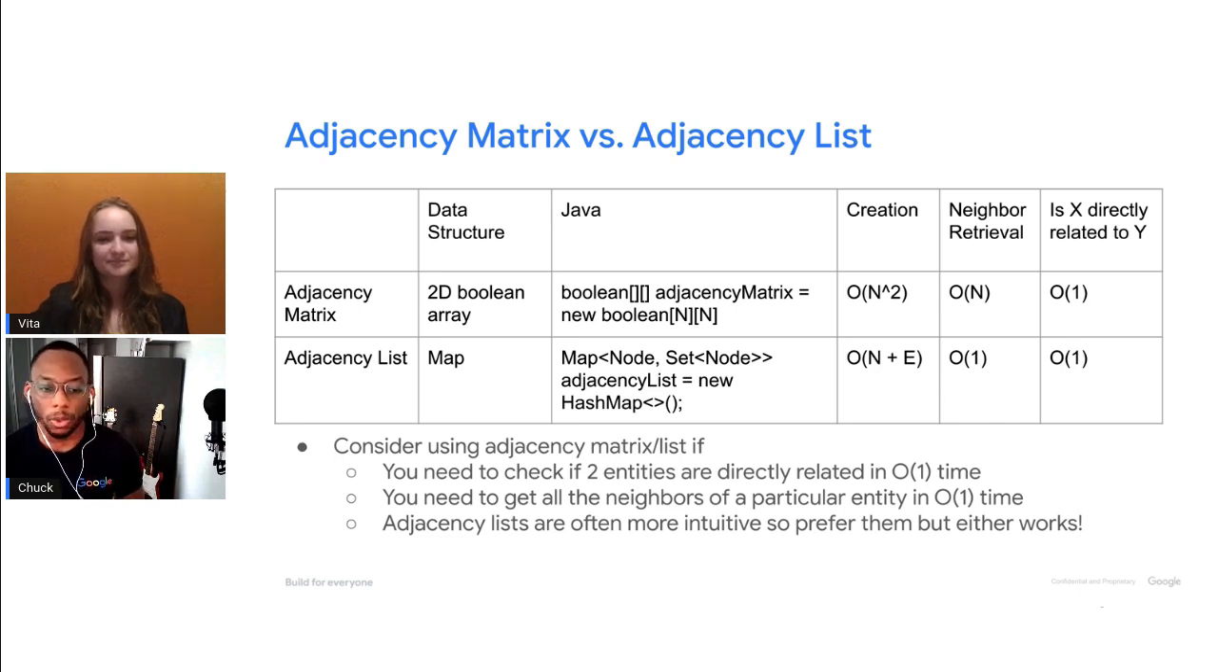However, we're going to really prefer the adjacency list. We feel like it's more intuitive, and it just kind of fits nicely for most problems. You really want to think about an adjacency matrix or list if it's really important that you check the relationship between two particular entities, or to get all the neighbors for a particular entity.